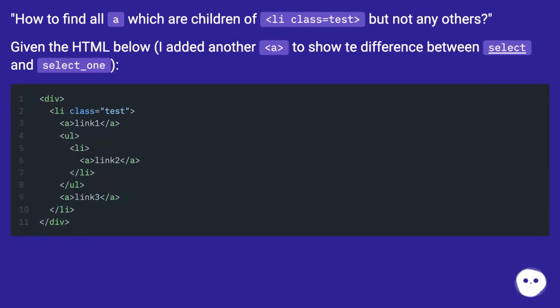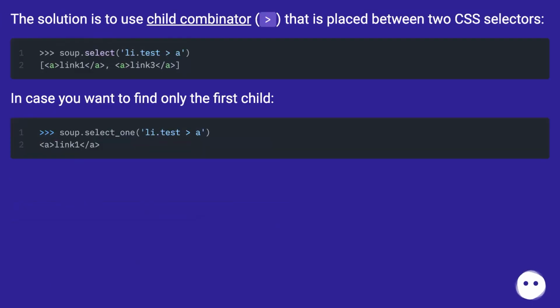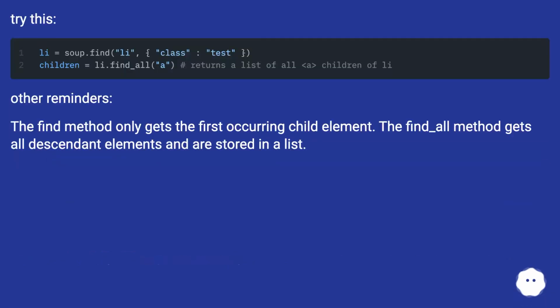How to find all of which are children of but not any others. Given the HTML below, I added another to show the difference between select and select_1. The solution is to use the child combinator that is placed between two CSS selectors. In case you want to find only the first child, try this.